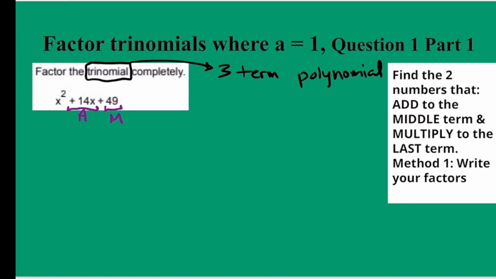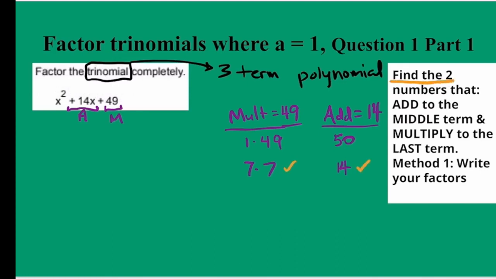So specifically we're looking for numbers, right? So you need numbers that multiply to give you 49 and that are going to add to give you 14. And one strategy is to just write the factors out. So 1 times 49 gives you 49. The only other number that goes into it is 7, so 7 times 7. If you add these up, 1 plus 49 is 50, 7 plus 7 is 14. So that's where your numbers come from.